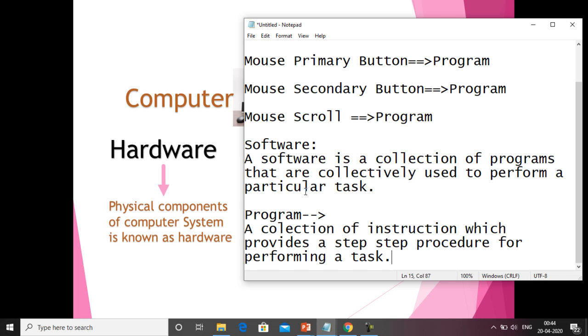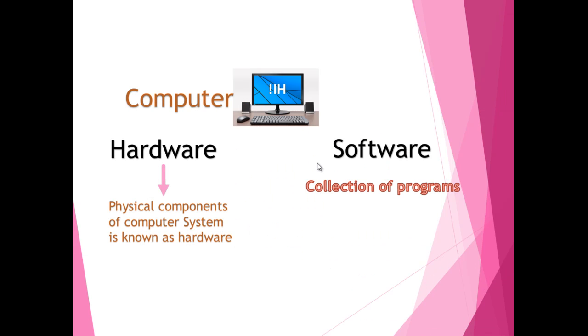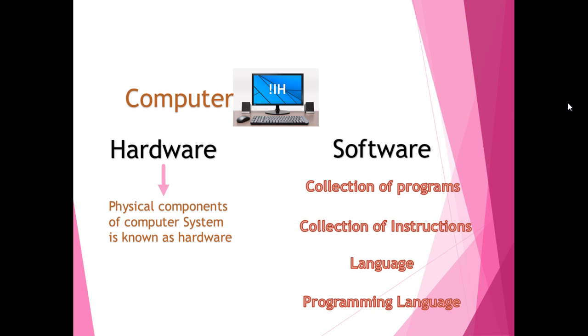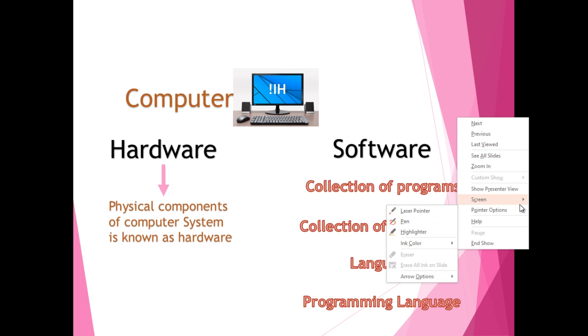So after knowing these definitions, let's come to our PPT once again. We are at this point that software is basically a collection of programs. Okay, so what is a program? A program is basically a collection of instructions. In order to write these instructions we need some language, and the language which is used to write these instructions is called a programming language.